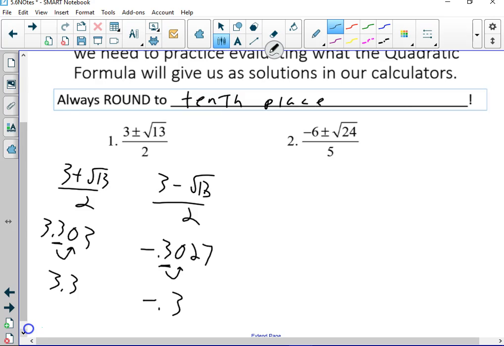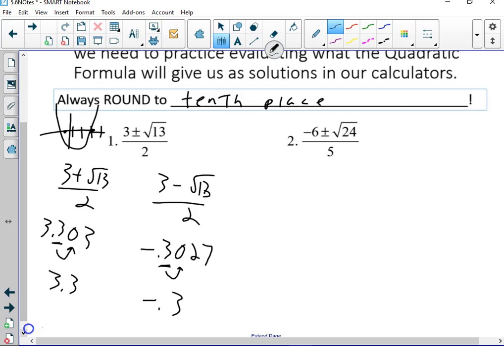So in other words, if you think about it, if you had a graph, 3.3 would be somewhere around here, really close to 3, and negative 0.3 is going to be really close to there, and then you'd have your parabola that hits those 2 points, at 3.3 and negative 0.3, really close to the axis.